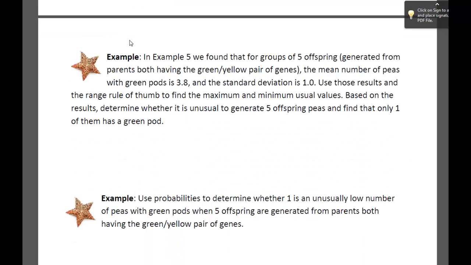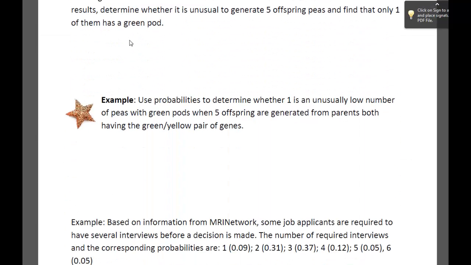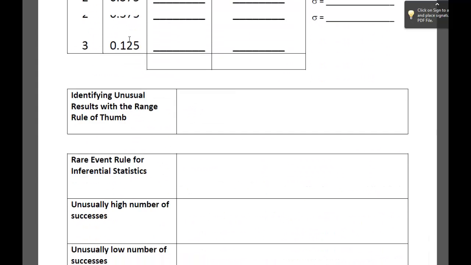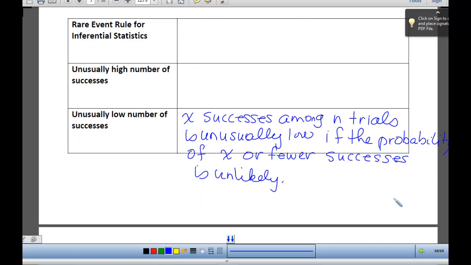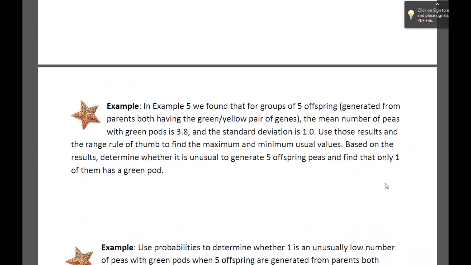All right, very good. Where I was writing? Right here: X successes among N trials is unusually low if the probability of X or fewer successes is unlikely. Yeah, I think we talked about all of that.